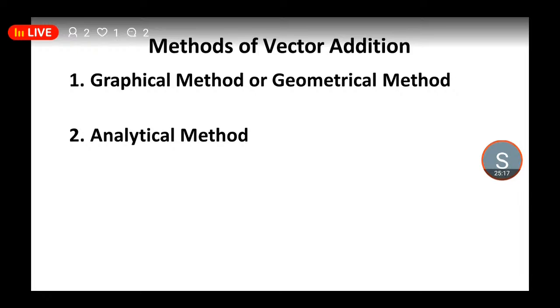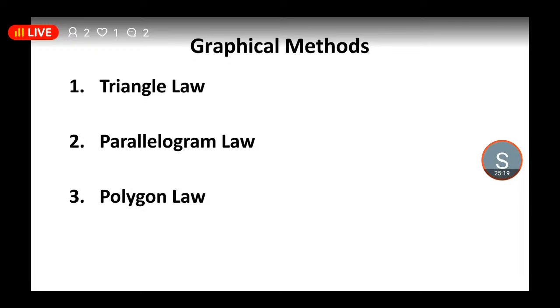In the graphical method, there are three laws: triangle law, parallelogram law, polygon law. We'll study one by one.